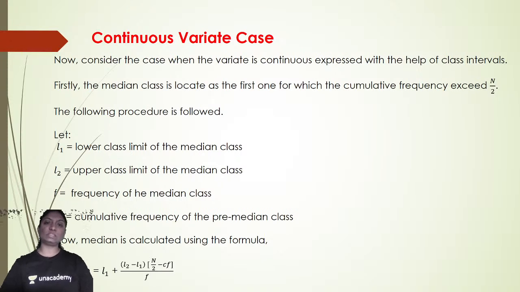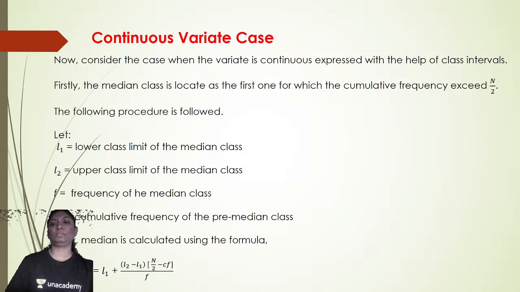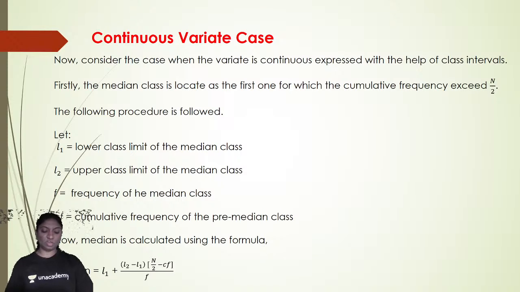Firstly, the median class is located as the first one for which the cumulative frequency exceeds n by 2. Okay. And the following procedure is followed. Now, n by 2, n is the sum of the frequencies. L1 is the lower class limit of the median class, L2 is the upper class limit of the median class. Okay. Now F is the frequency of the median class and CF is the cumulative frequency of the pre-median class.